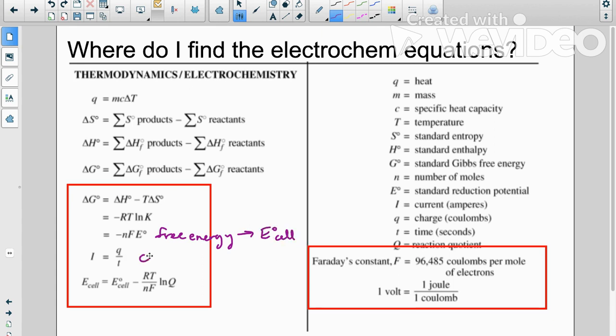Here is how we can relate current to charge, and ultimately to the moles of electrons in a reaction. And here, this bottom equation, which we'll talk about tomorrow, is the Nernst equation. And our old buddy Q, the reaction quotient, is in the Nernst equation. Over here on the right, they define a bunch of things for you so that you can use this to refresh your memory. They give you Faraday's constant right here, and then they give you the conversion of volts in terms of joules per coulomb.